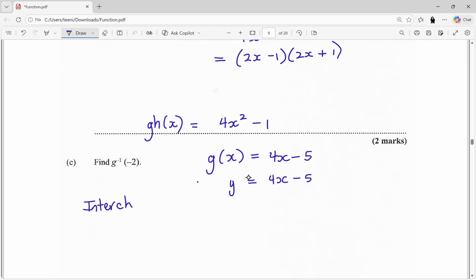My screen is lagging a little bit. I hope it's not too distracting.